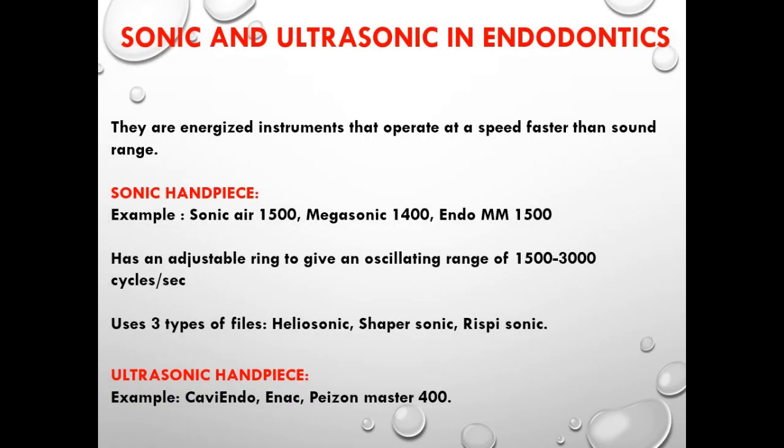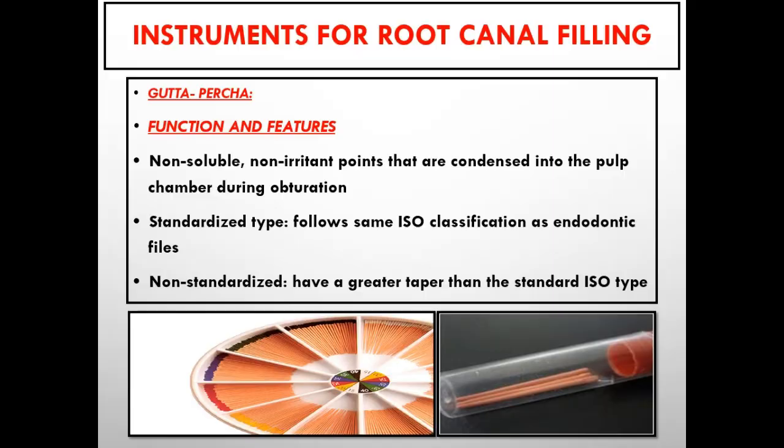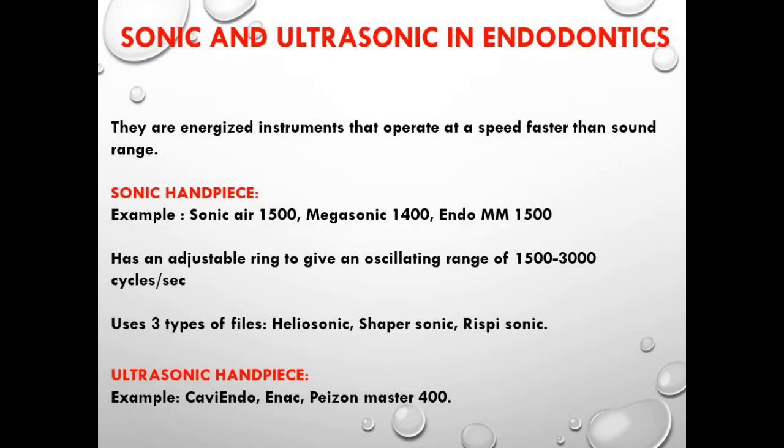Sonic and ultrasonic instruments are energized instruments that operate at a speed faster than the sound range. Sonic handpiece, Sonic Air 1500, Megasonic. They have an adjustable ring to give an oscillating range of 1500 to 3000 cycles per second. Heliosonic, Rispisonic, there are three types of files. And ultrasonic, Cavi-Endo, EMS Piezon Master 400, etc.